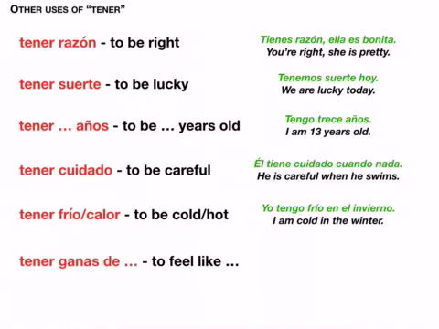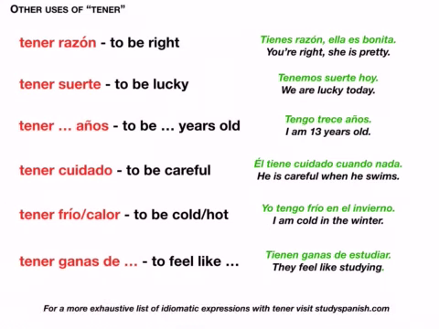Tener ganas de means to feel like. We're using infinitives with this. The verb after de is an infinitive. Tienen ganas de estudiar would mean they feel like studying. Notice we say studying. We could also say they feel like to study. That just doesn't sound quite as good. Obviously, we say studying, which is a gerund participle. I'm not even sure what it is, to be honest. But tienen ganas de estudiar is how they say it. They just use the infinitive. Notice there's a more exhaustive list of other idiomatic expressions that use tener at the website studyspanish.com.